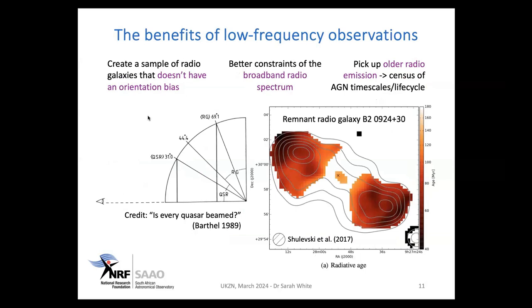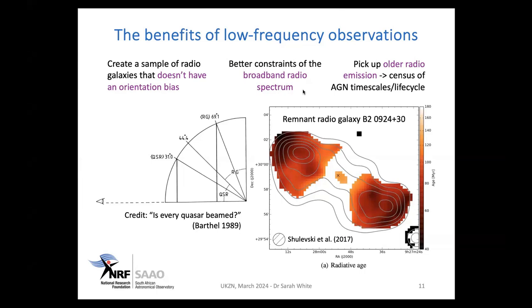Well, at low radio frequencies, the emission tends to be dominated by those radio lobes associated with the radio jets. And those lobes are not affected by a phenomenon known as Doppler boosting or relativistic beaming. And that means that we don't have an overabundance of sources where the radio jet axis is close to the line of sight. So that beaming tends to push sources above the detection level, like artificially. But if we consider the low frequency observations, then we can create a sample that's free of this orientation bias.